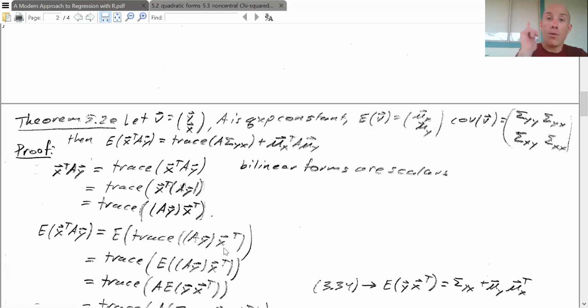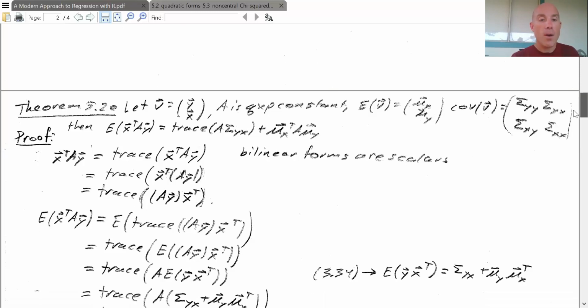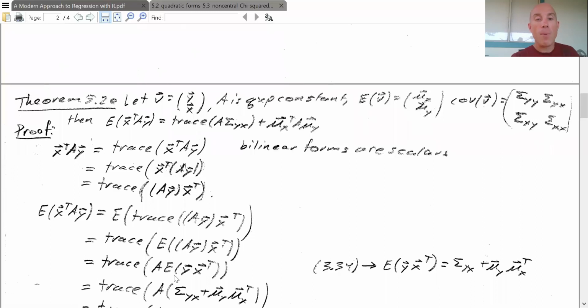All right, now, trace is an addition operation, and expected value is a linear operation, which means I can pull the expected value on the inside. All right, so then I have the expected value of AY X transpose. Well, A is a constant matrix, which means I can factor it out of an expected value. Boom. This is getting good. This is fun. All right, so now we have the expected value of Y times X transpose.